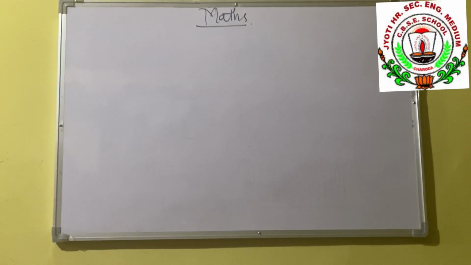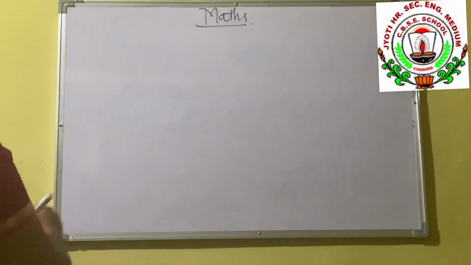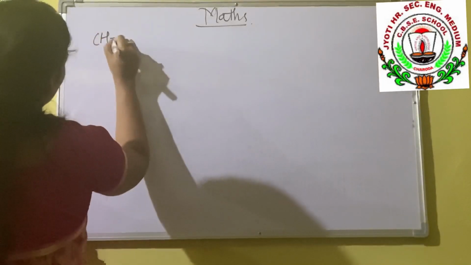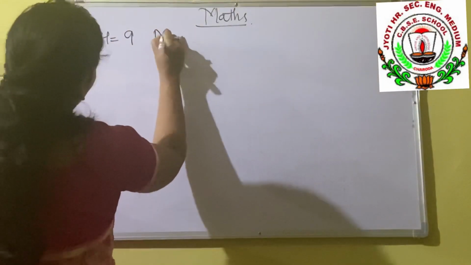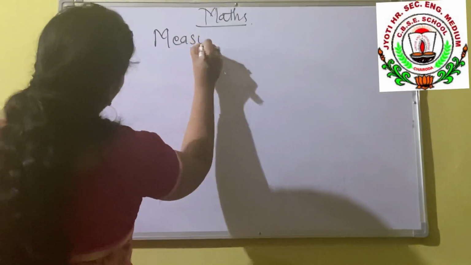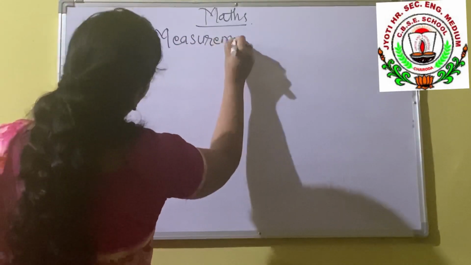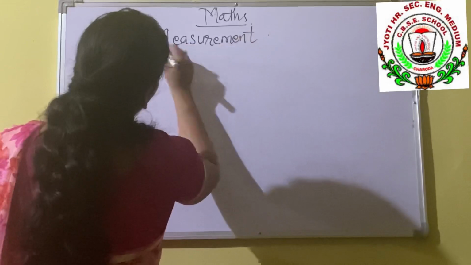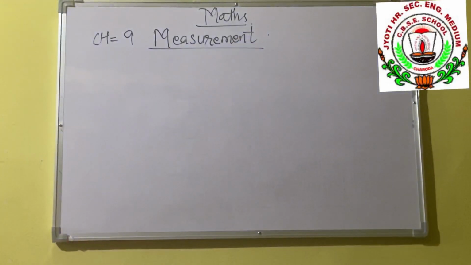Today we are going to take a new chapter, new topic, chapter number 9, Measurement. The spelling of measurement is MEASUREMENT.